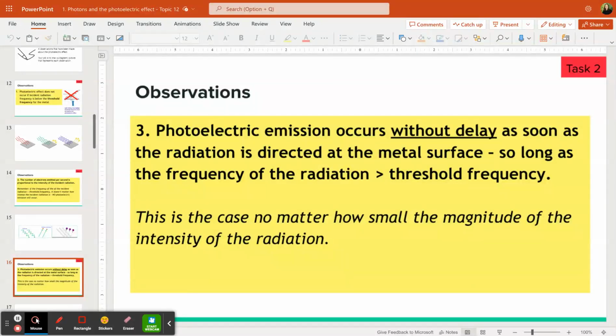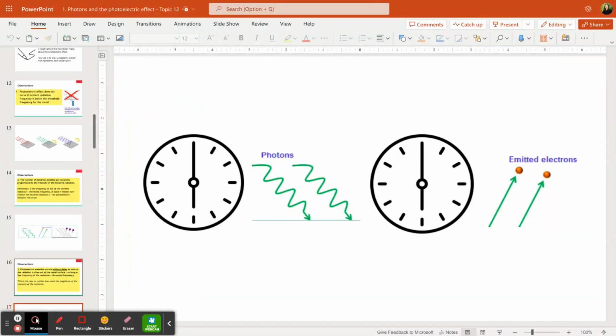That's a hard one to draw a diagram for. I just drew a clock to represent that at exactly the same time as photons hitting, you get electrons being emitted as well.